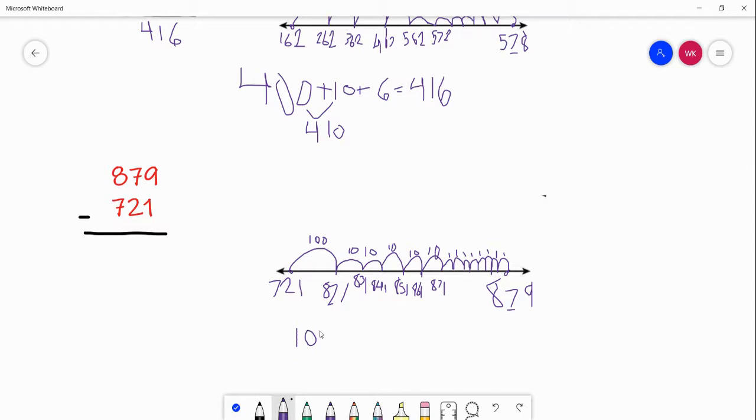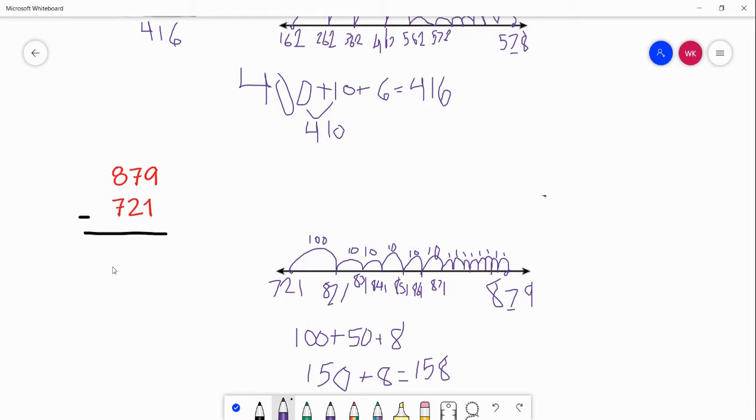So we have 100 plus, we have 10, 20, 30, 40, 50. So we're adding 5 tens, which equals 50. So 100 plus 50 equals 150. And then we have 8 ones. So you're going to add 8 ones down here. So 150 plus 8 equals 158. Kudos to you if you got this question correct.